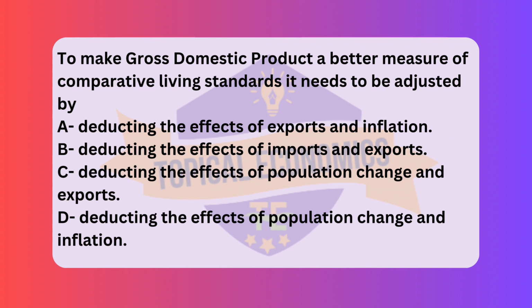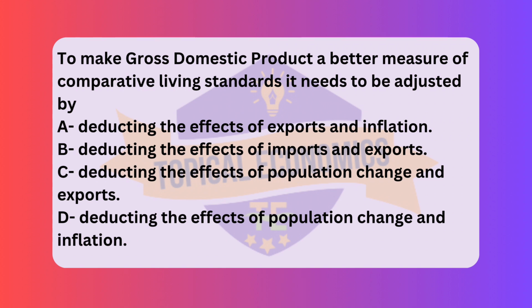Analyzing the other options. Option A, deducting the effects of exports and inflation, is incorrect because exports are a legitimate part of GDP. The export of goods and services contributes to a country's income and is an important factor in its economic output. Adjusting for exports is not necessary to measure living standards, as exports reflect the overall economic activity.